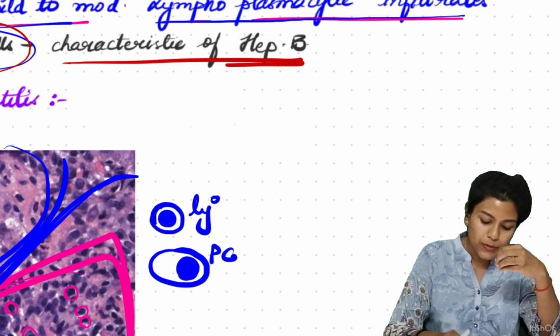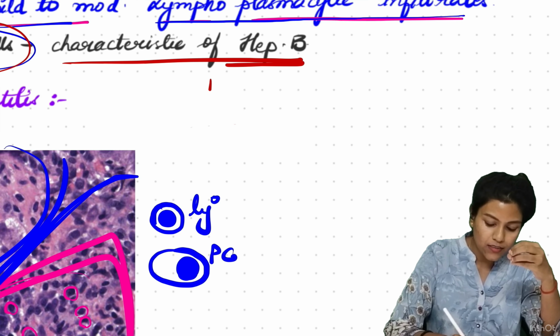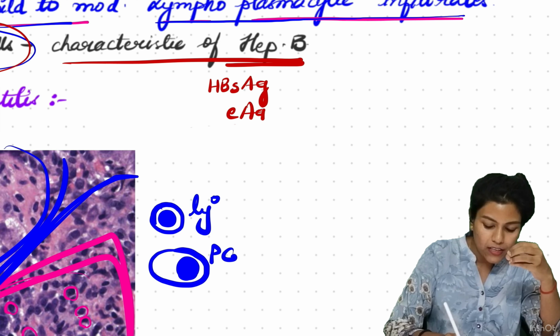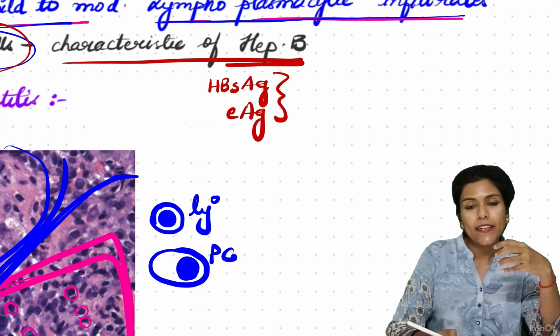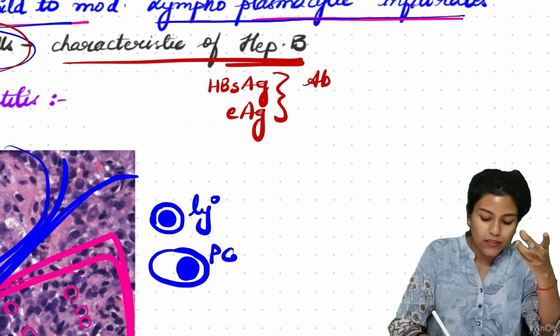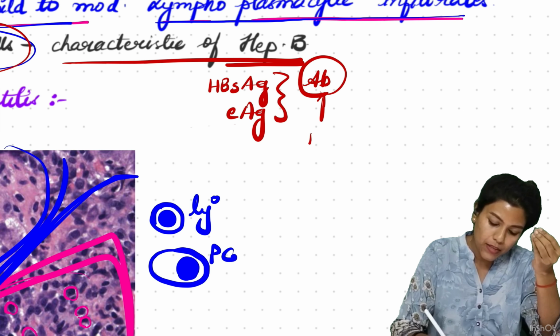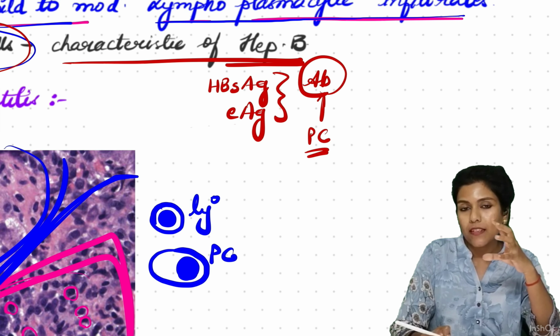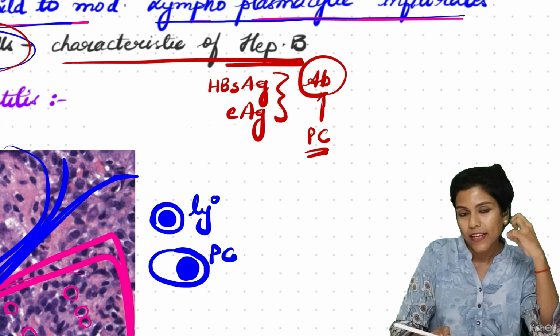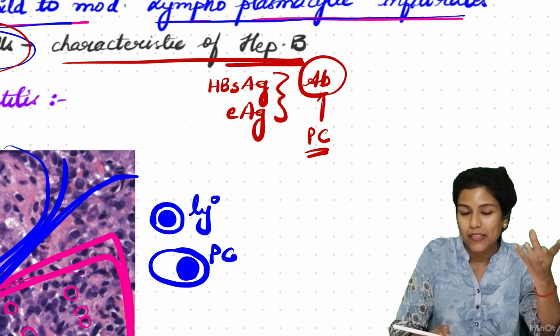because hepatitis B expresses certain antigens like hepatitis B surface antigen or the envelope antigen. So these antigens invoke antibody production. Antibodies are formed from plasma cells. Therefore, plasma cells will get recruited towards the site of antigen presence.